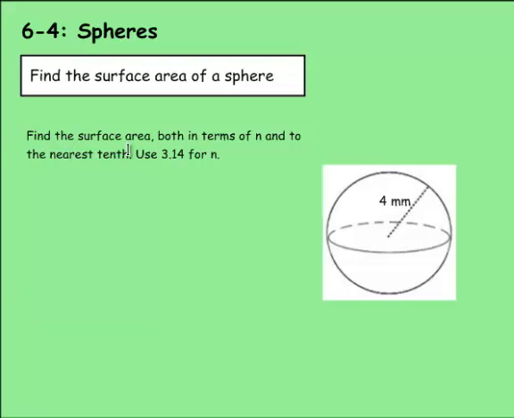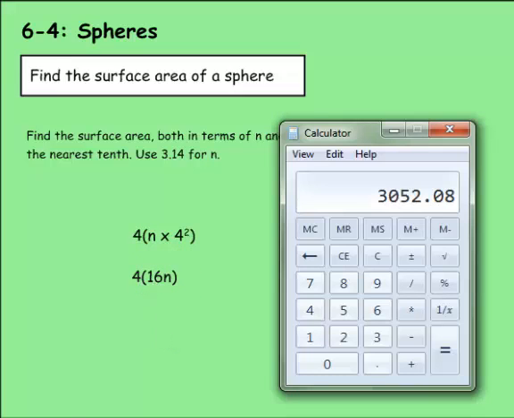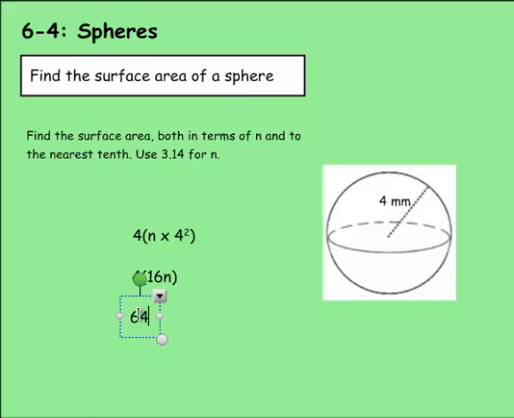Here it says to find the surface area both in terms of pi and to the nearest tenth. So we plug in this formula here, 4 times pi times radius squared. We're going to plug in the 4 for the radius here. So 4 squared would be 16. So we'd have 4 times 16 pi. Multiply the 4 times the 16, and that would give us 64. So in terms of pi, it's 64 times pi millimeters squared. Remember, surface area is measured in squares, not cubes.